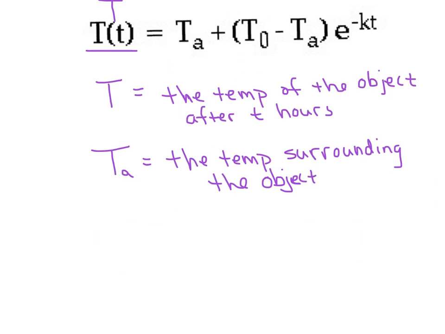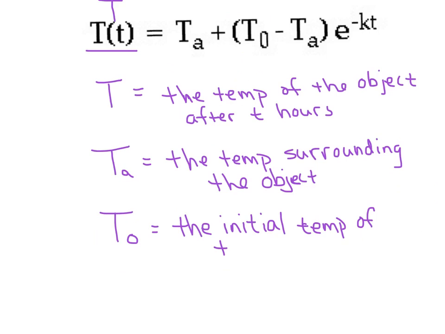The next thing, let's introduce you to capital T with a subscript of O, or subscript 0. This represents the initial temperature of the object. Okay, we're almost getting there.